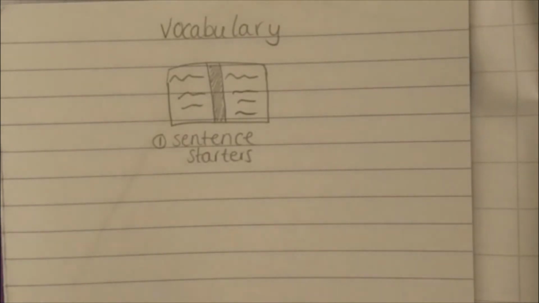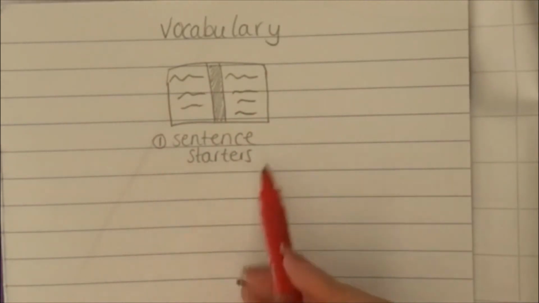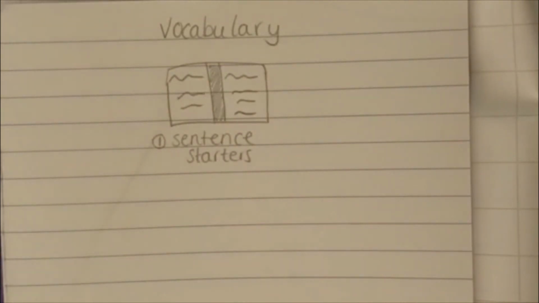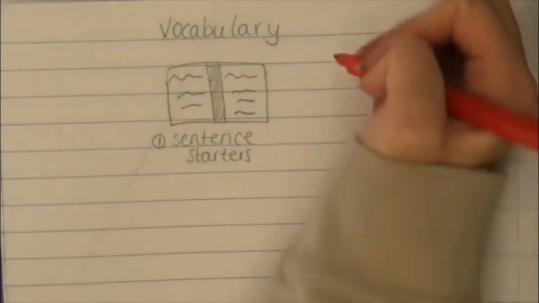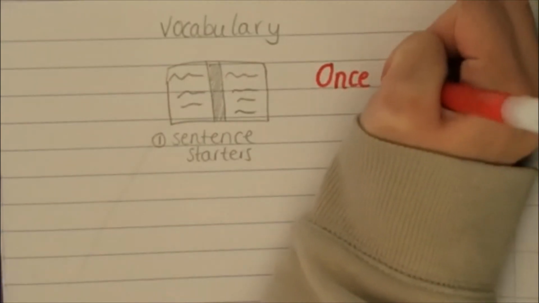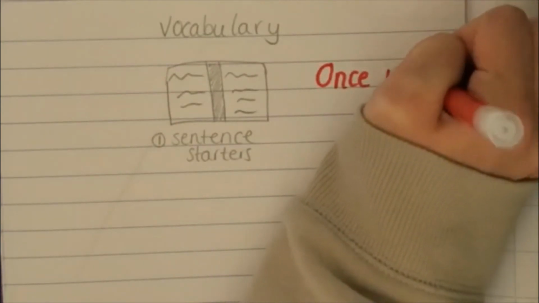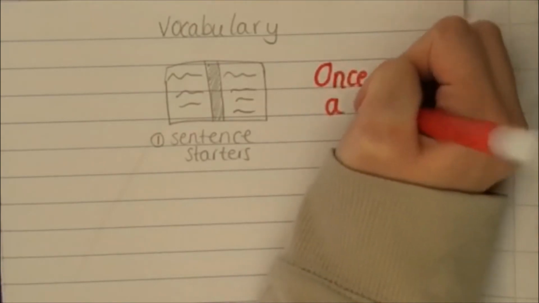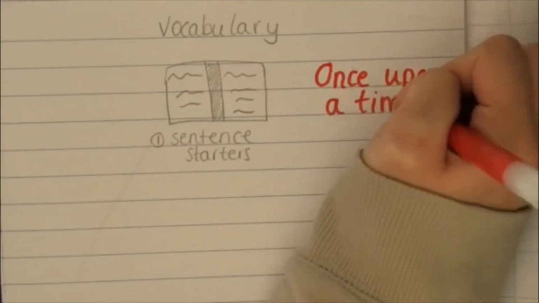So I'm going to show you how to write down your notes. So here I have sentence starters. I've put that in the middle to help me remember what these are. Now I'm going to write 3 around them. So I like once upon a time. So I'm going to write that down.